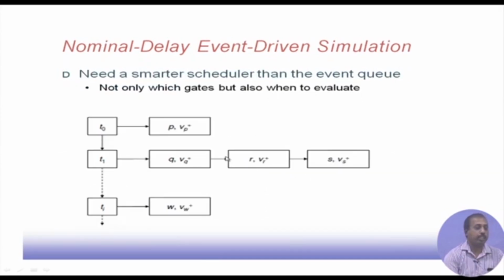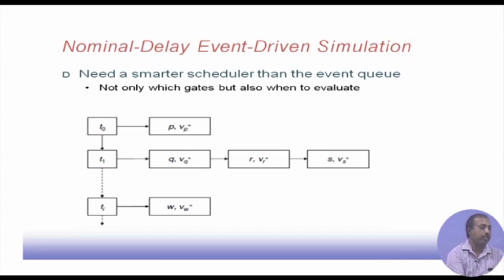This much we had in the previous class. Now, next we will consider the case where there is some delay associated with the gates. Nominal delay event driven simulation means that every gate is assumed to have some fixed amount of delay, and this delay is called the nominal delay. Now, it is not that as soon as a gate's input changes, the gate is simulated and the output comes immediately, because now the gate has a finite delay. Even if its inputs have changed, it will take some finite amount of time for the output to change.